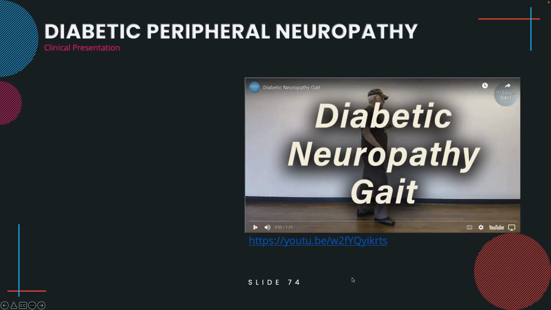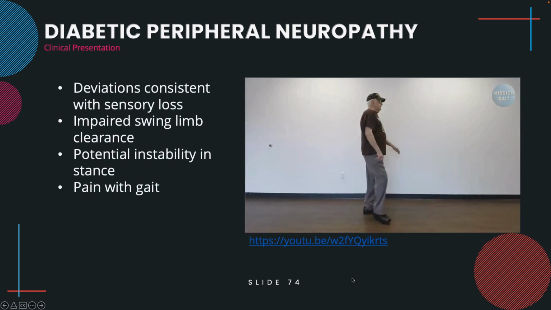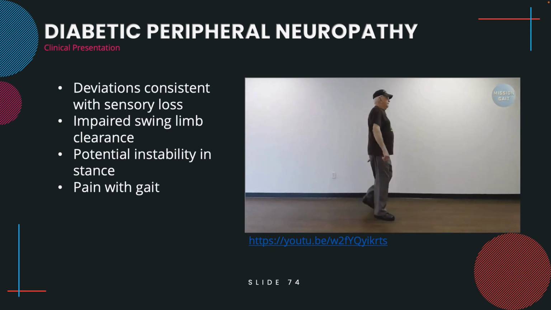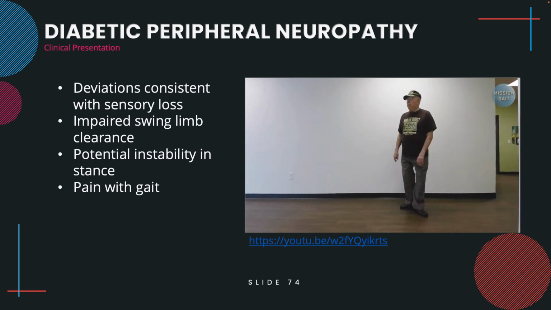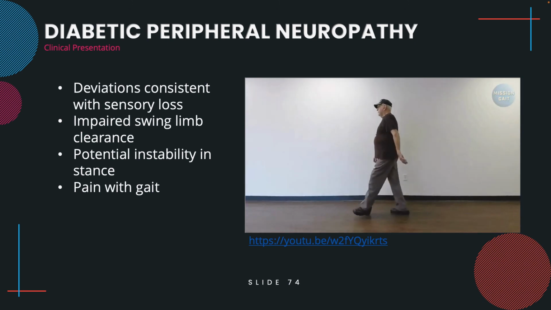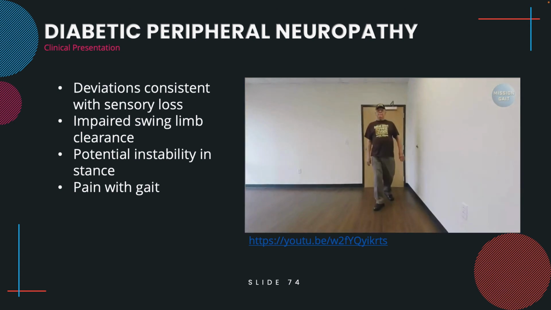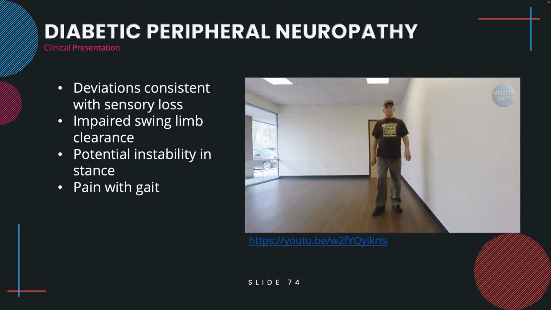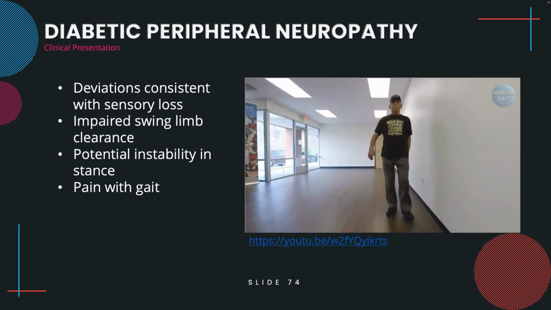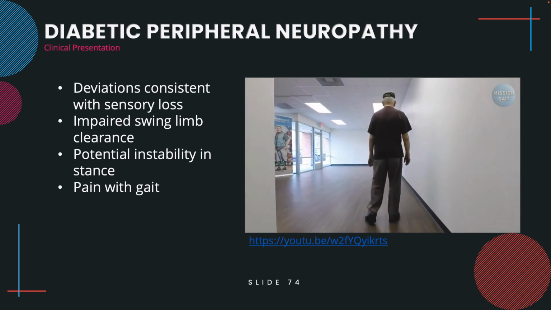So then with a diabetic neuropathy, we'll see deviations that are consistent with sensory loss, and so we're going to see them really widen out their base of support, trying to increase their stability. They're not really going to know where their limbs are in space, and so that can impair their swing limb clearance, as well as give us issues with stability during stance, because that makes it much more difficult to be able to time muscle contractions when you're not getting feedback about where your joints are in space. And their gait can also be painful, particularly in their feet.